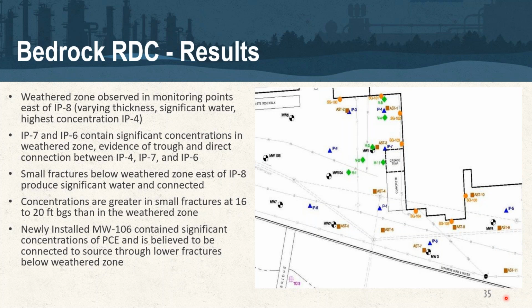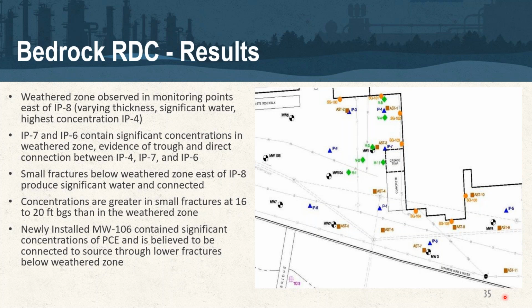And again, we talked about this weathered zone and this transition zone to the east of IP8, which had varying thicknesses and significant water with the highest concentrations at IP4. IP6 and 7 contain significant concentrations within the weathered zone, and evidence of that trough we identified in cross-section 8A prime, and a direct connection between IP4, 7, and 6.